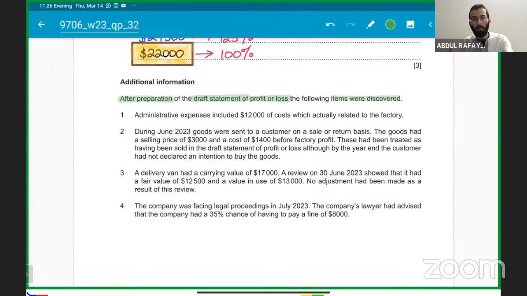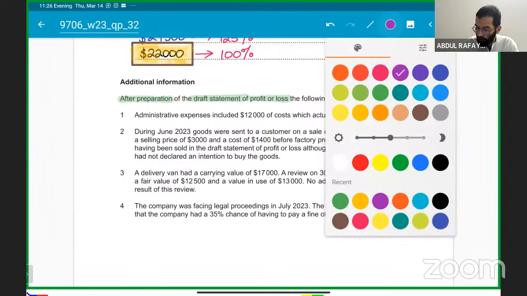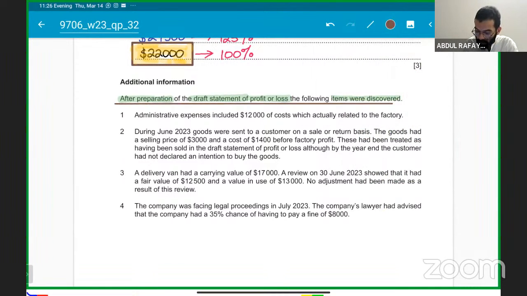If anyone hasn't read it before, you can quickly read it. That's why it's better to first solve the question on your own and then understand whatever problem you are facing. So adjustments number 1, 2, 3, 4 are there. That is what we have to work out.